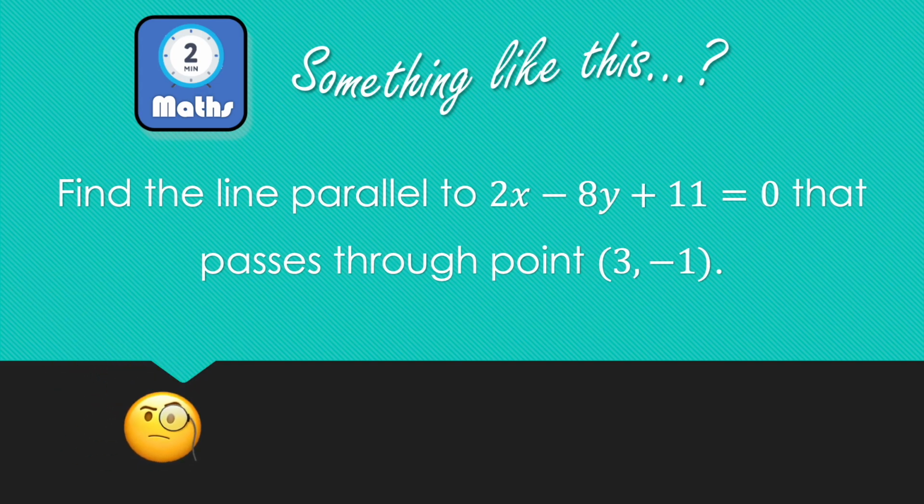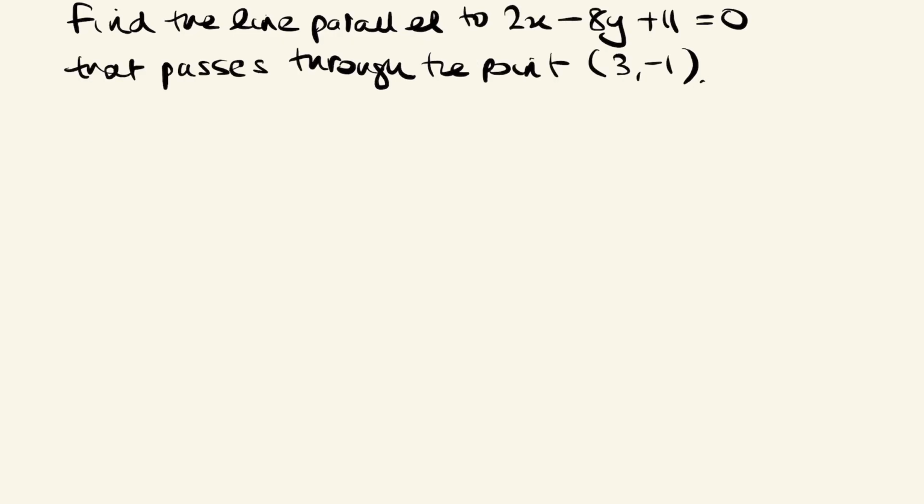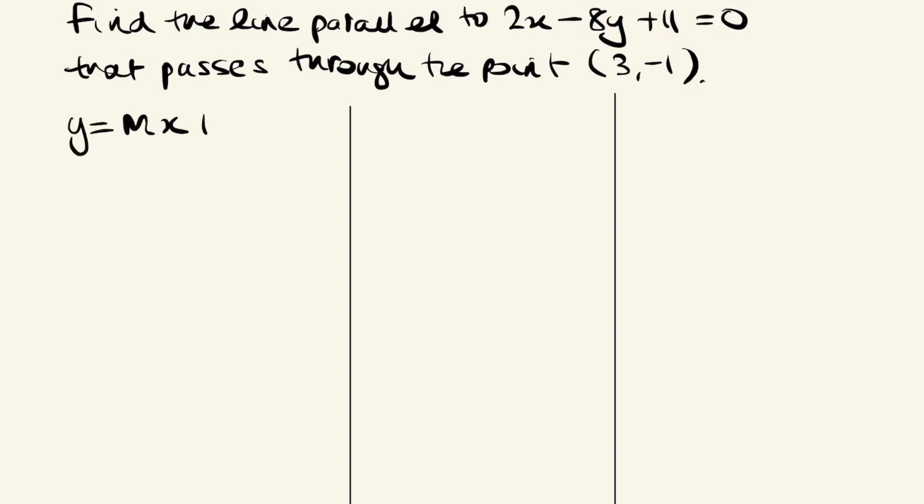So you want to do something like: find the line parallel to 2x minus 8y plus 11 equals 0 that passes through the point (3, minus 1). So this has got a few different things to do, and we're always falling back on the general equation of a straight line, y equals mx plus c.